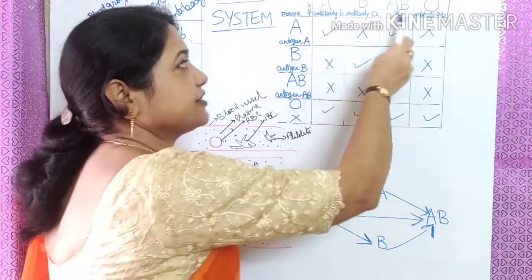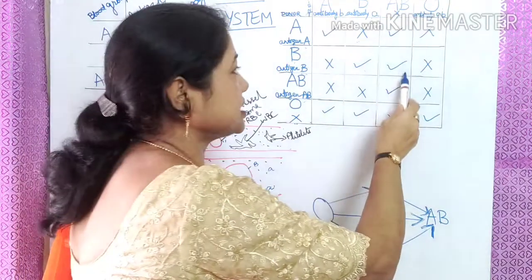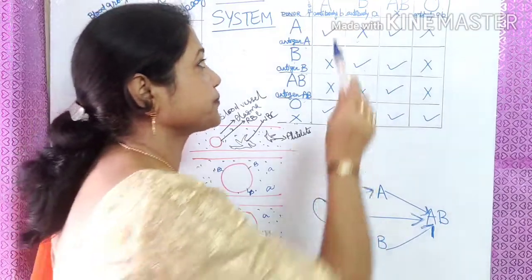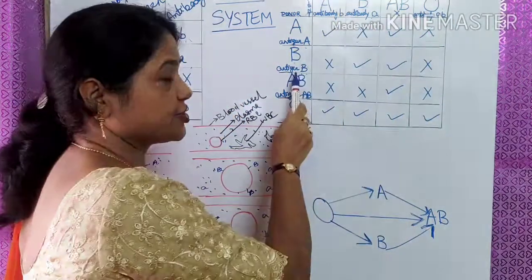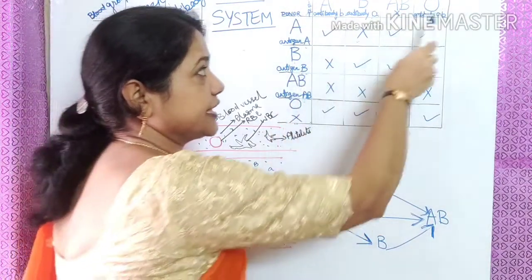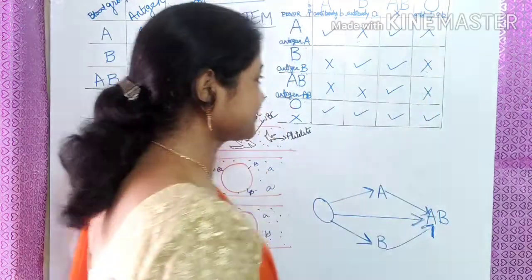Antigen B, and there is no antibody in blood group AB, so blood can be easily given. There is no one to oppose. Then blood group O, antibody AB is there, and here antigen B is there. So antigen B and antibody B cannot combine, so they cannot give the blood.